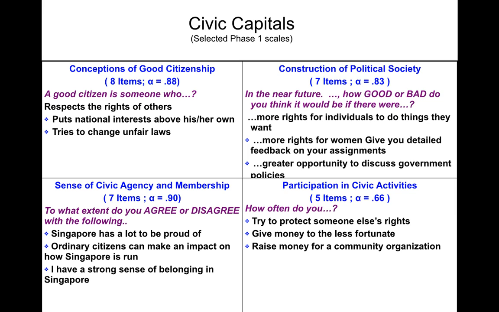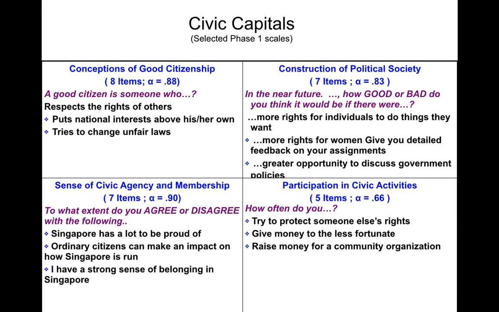So when we take a look at construction of political society, which is the top right box, there are 7 items. So the question is, in the near future, how good or bad do you think it would be if there were, and then I have listed down three examples of the seven items. More rights for individuals to do things they want, more rights for women, give your detailed feedback. So these are examples of the scale. So we have here on the lower left-hand corner, sense of civic agency and membership, and then on the lower right-hand corner, participation in civic activities.